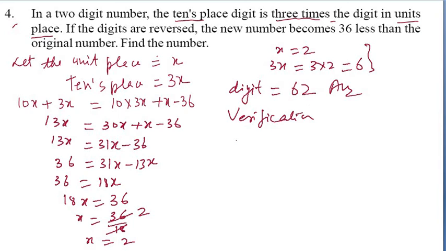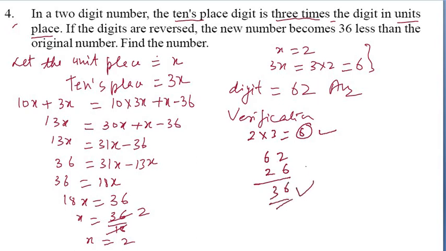You can see verification. 2 into 3, that is 6. It is the tens place and it is the unit place. The unit place is 2. When 2 is multiplied by 3, it becomes 6 and that is the tens place. So it is the verification, and now the answer is 62. Now reverse this to 26 and subtract this. So we get 6 and here is 3, 36. So that is 36. You can verify this. Hence verified.